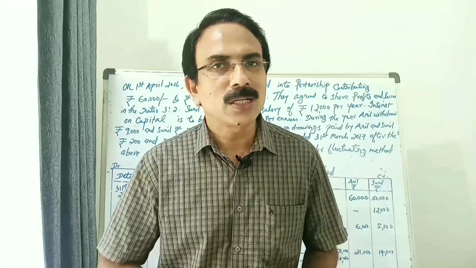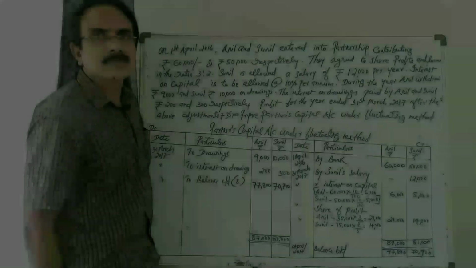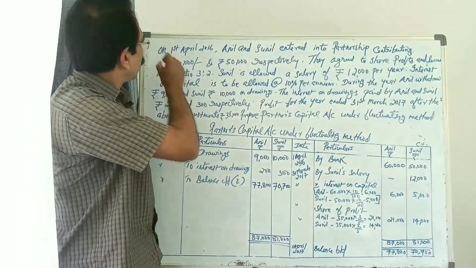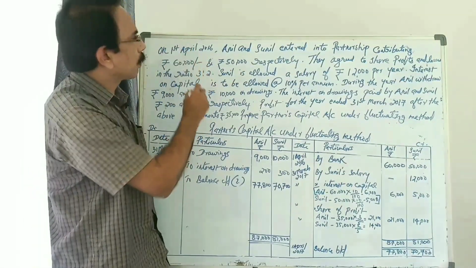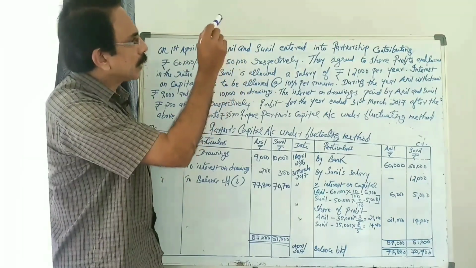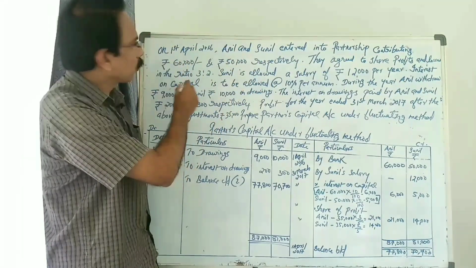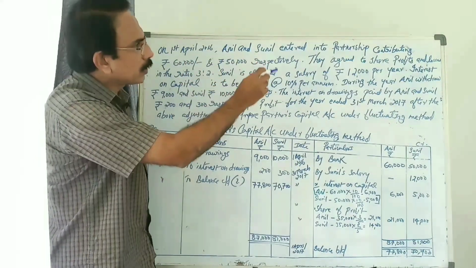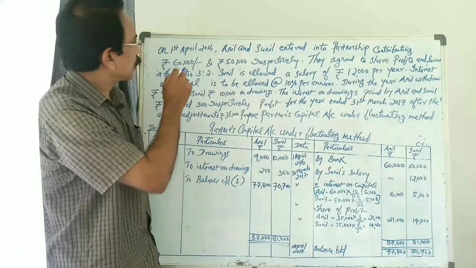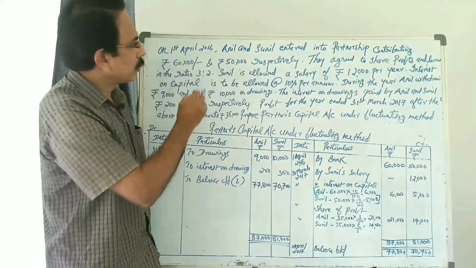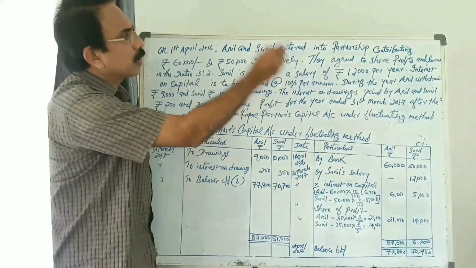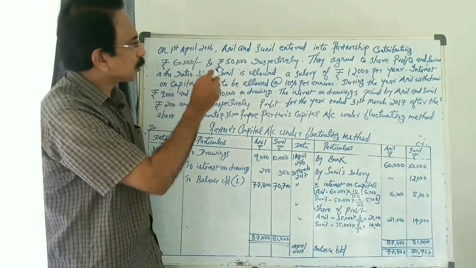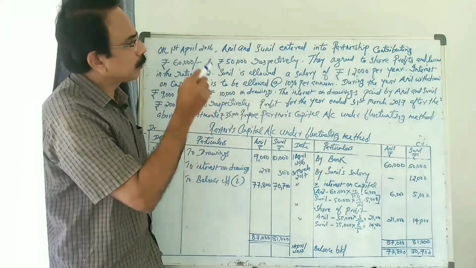Look at this question written on this board. Let me read this question first. That is, on 1st April 2016, Anil and Sunil entered into partnership, contributing rupees 60,000 and rupees 50,000 respectively. They agreed to share profit and losses in the ratio 3:2. Sunil is allowed a salary of rupees 12,000 per year. Interest on capital is to be allowed at 10% per annum.